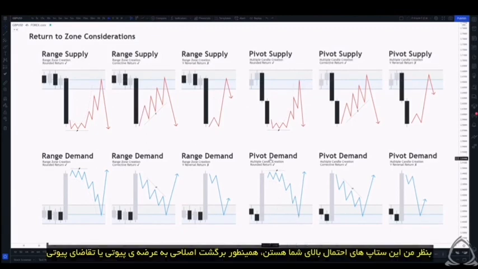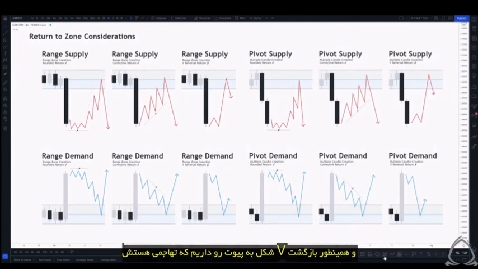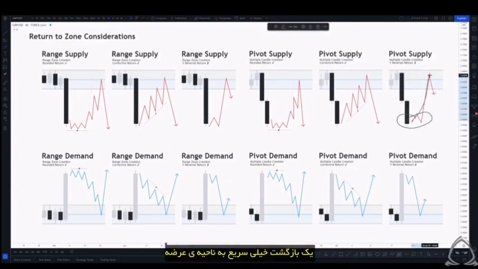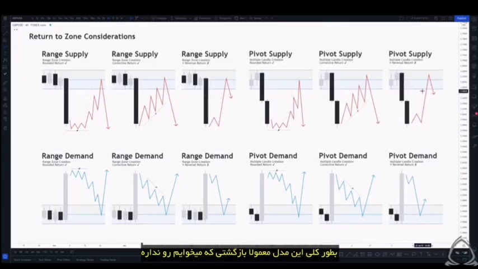These will always be, in my opinion, your highest probability setups, as well as the corrective return into a pivot supply or pivot demand. And then again, we have the pivot V reversal return, which is aggressive. We see basically that very quick reversal back into the supply zone. Generally speaking, these models don't tend to work out this return.